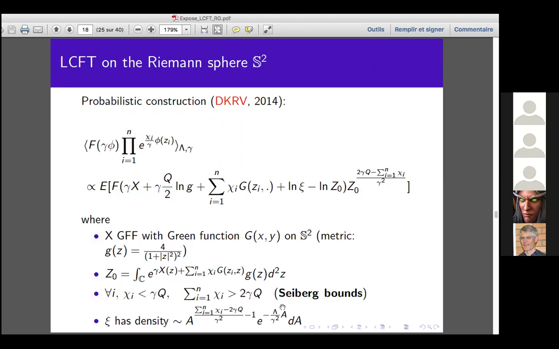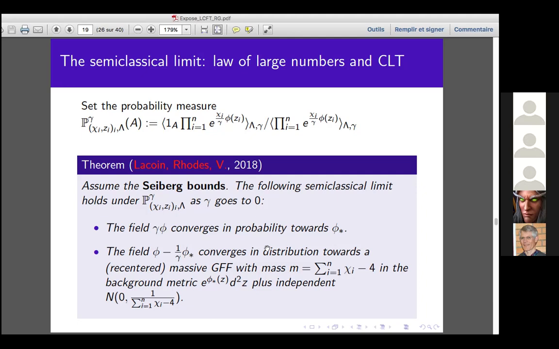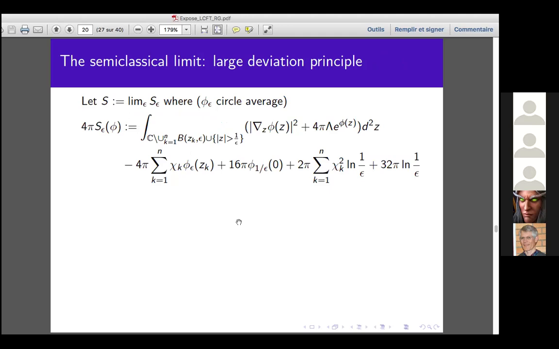Okay, so we're able to recover, and it seems kind of obvious, the classical framework when we work in the quantum framework and make the randomness of the quantum framework go to zero. And now I'm going to talk about the large deviation principle, which is what I really talked about when I described what Polyakov did in a heuristic manner.